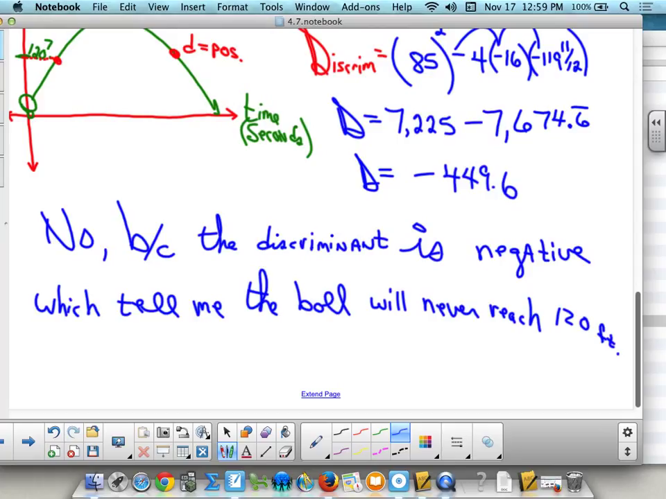So when you read it in the book, guys, and it says, will the ball ever reach 60 feet? You think discriminant. You don't have to tell me when. Just, is it a yes or no? Just use the discriminant to help you answer yes or no.